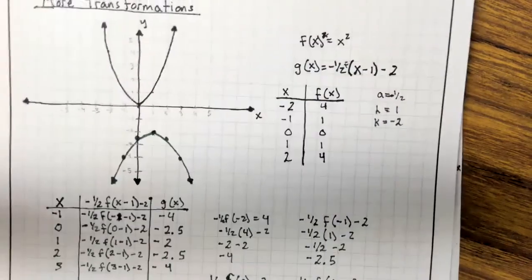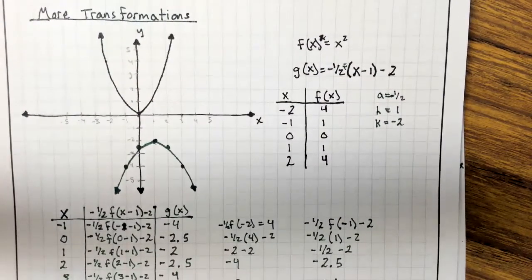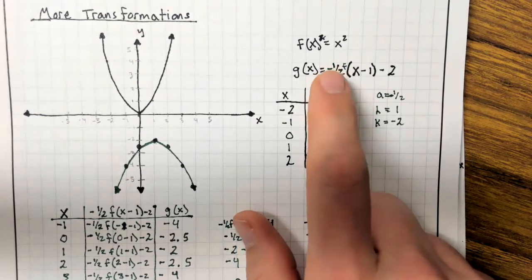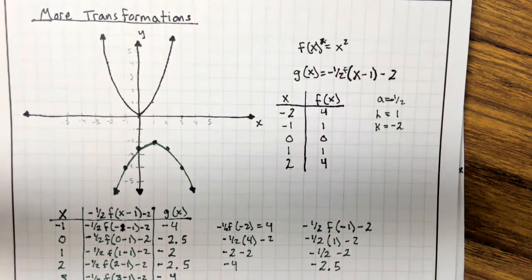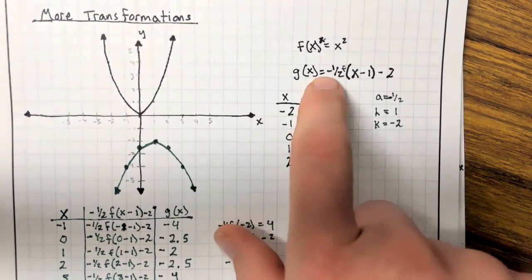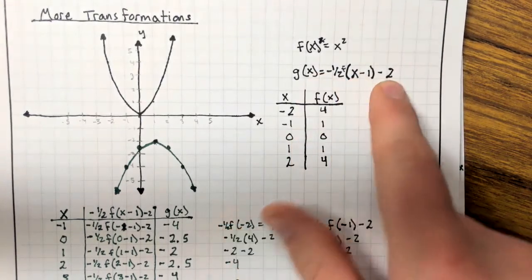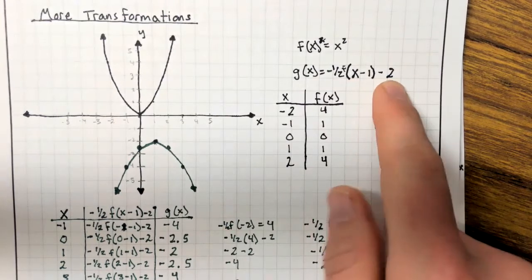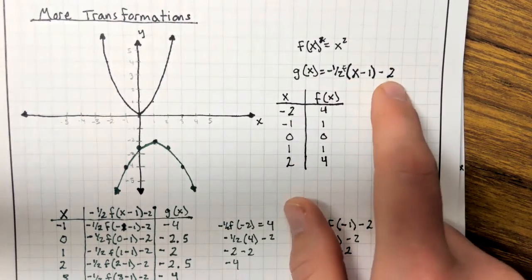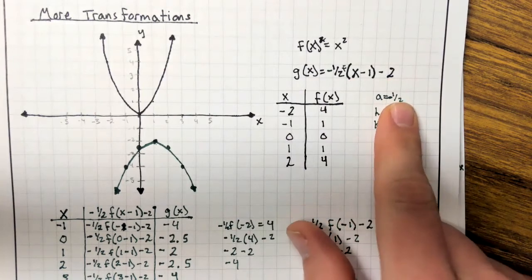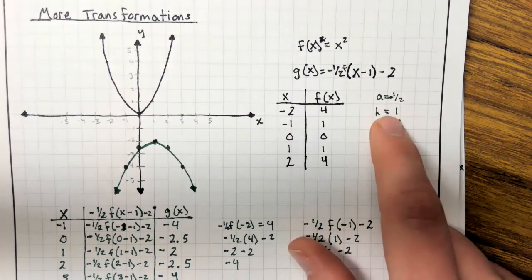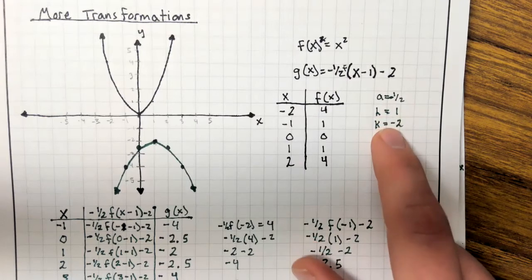All right, so that's the idea behind transformations all in one. We did an a value, an h value, and a k value. So what you're going to be doing in your assignments is just pick out the values of a, h, and k and describe in words what's happening. So describing in words would be, the a value shrinks the function vertically, it reflects the function, the h value shifts the function left or right, the k value shifts the function up or down.